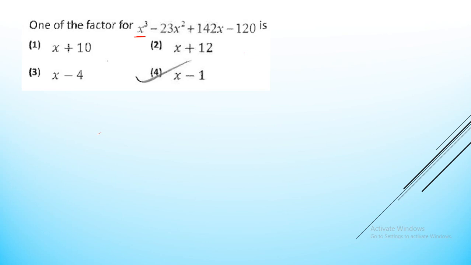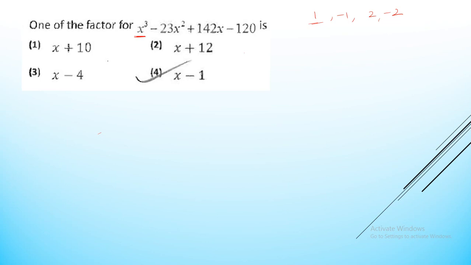So for that, we are going to use the trial and error method. First of all, we need to find out one of the factors. How can we find it? By substituting the values. You can substitute 1, minus 1, 2, minus 2. If you can find any one of the factors, based on that you can directly get the remaining two factors, right?